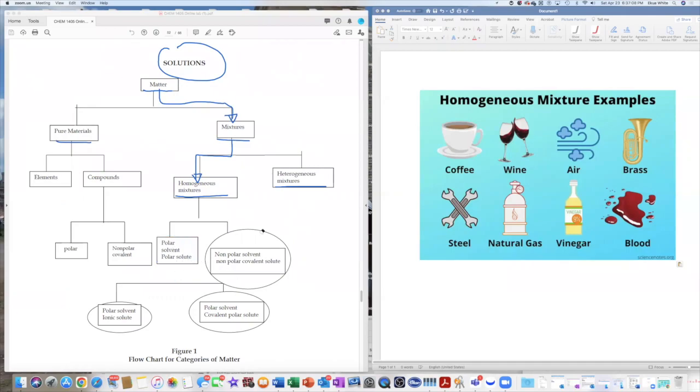So looking at the solution right here, let me give you guys a little background. But before I get into that, let's hop over here to the right where we're seeing different examples of homogeneous mixtures. The key factor in a homogeneous mixture is that the mixture looks uniform.